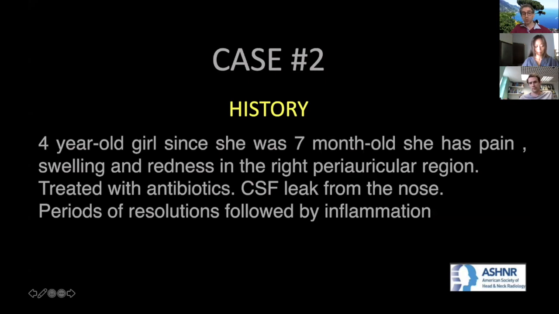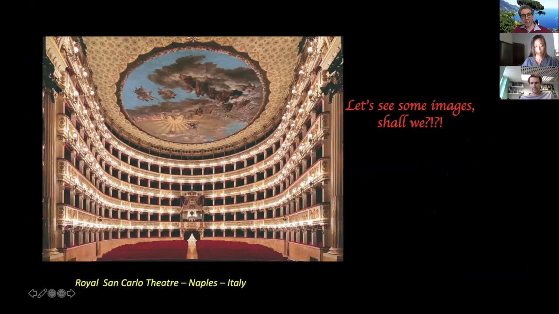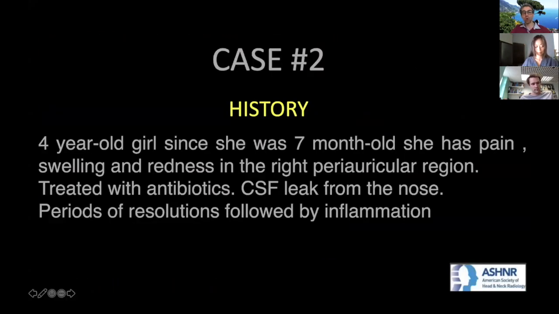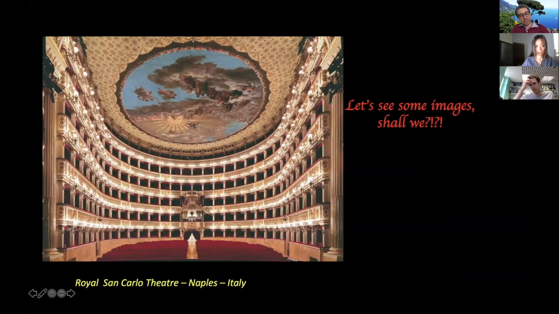The case 2 is also very, very interesting. It is a case where I was wrong, or at least I didn't expect what Rob will show you. In this case, I will show you the history, a 4 year old girl. And this is really a long-standing history. She was 7 months old when she started to have pain, swelling, and redness in the right periauricular region, was treated with antibiotics, and they found that she has some CSF leak from the nose with this constant period of resolution followed by inflammation. So let's see some images.